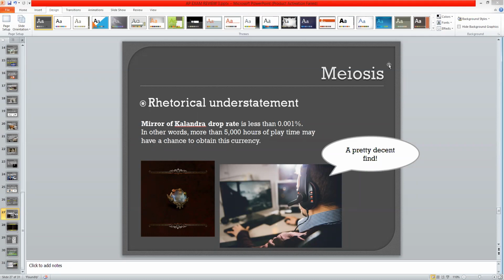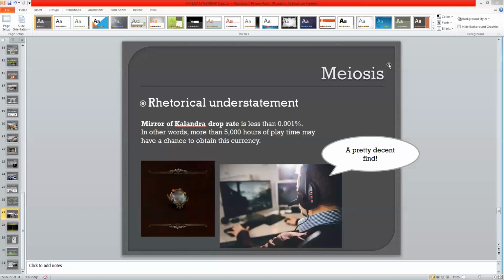So let me give you an example. There's this item in this game called Mirror of Kalandra that I play, and it has a 0.001% drop, which means if you play for 5,000 hours, you might get one. But even then, you might not get one. So if someone actually found this item and said, oh, it's a pretty decent find, that's meiosis, that's understatement. It's basically to maybe incite anger in other people, or to make the point that it's actually a bigger deal, because your reader knows, holy shit, he found a mirror, you know what I mean? But that's the point there, right? Where the author does an understatement and it's up to the audience to see, oh, he's being sarcastic, or he's making the point of that finding.